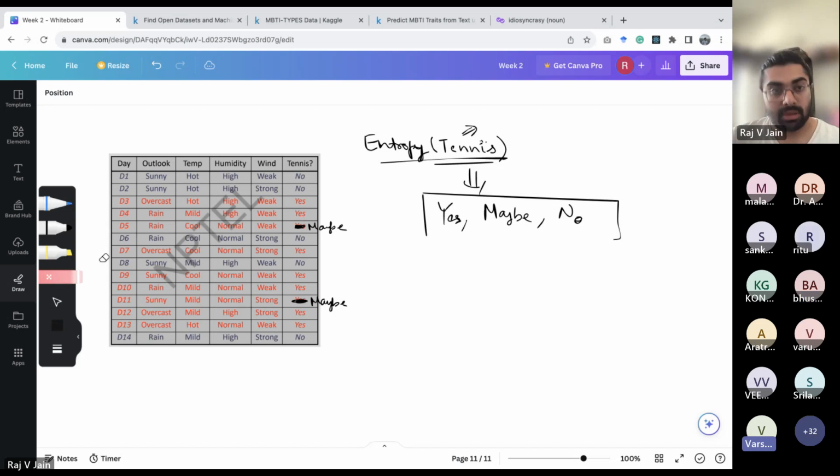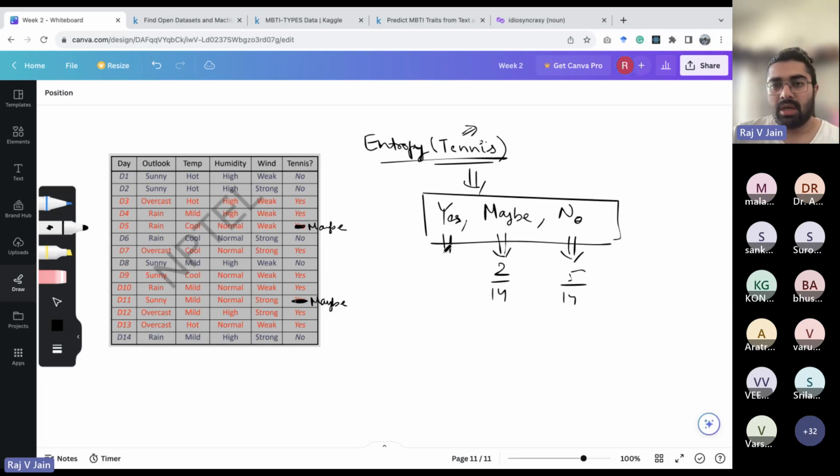2 by 14, right? That's the idea. No is again 5 by 14, since I haven't changed any of the no's here. And yes would be 5 plus 2, 7, so 7 by 14. So now we have the different values that tennis takes in the data set at hand and the respective probabilities. Now if I want to calculate the entropy of this random variable tennis, what will it be? Any thoughts?